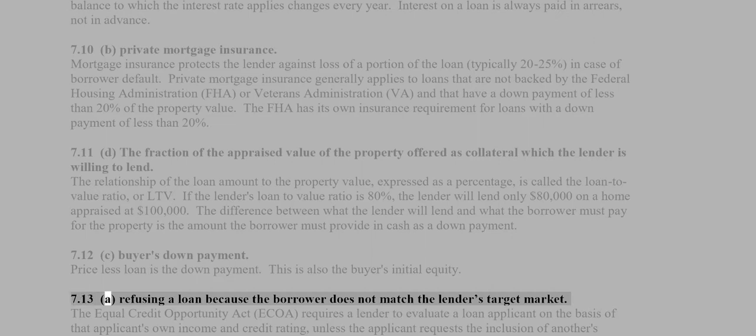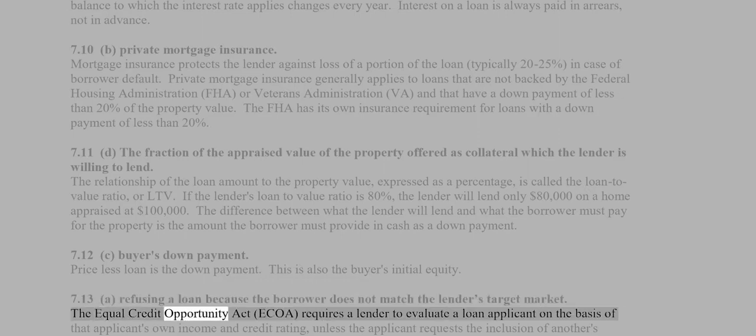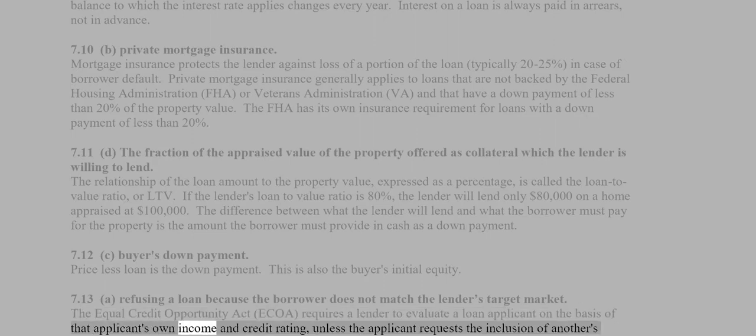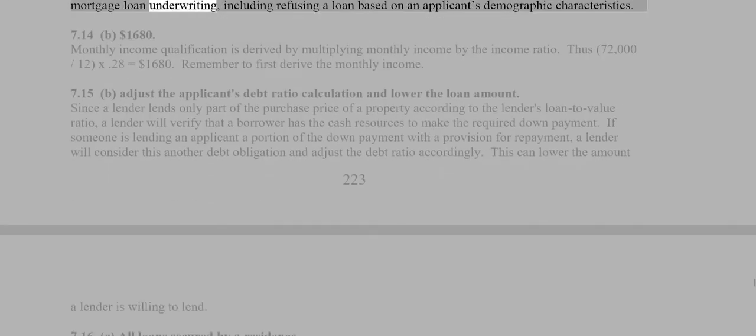7.13 A. Refusing a loan because the borrower does not match the lender's target market. The Equal Credit Opportunity Act, ECOA, requires a lender to evaluate a loan applicant on the basis of that applicant's own income and credit rating, unless the applicant requests the inclusion of another's income and credit rating in the application. In addition, ECOA has prohibited a number of practices in mortgage loan underwriting, including refusing a loan based on an applicant's demographic characteristics.